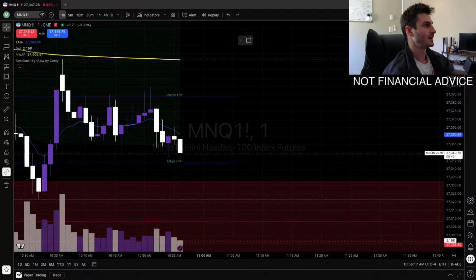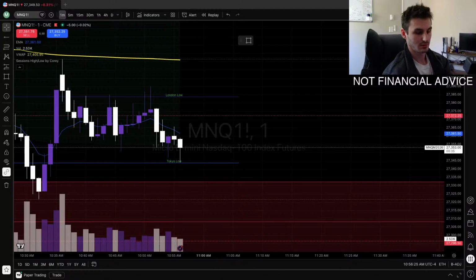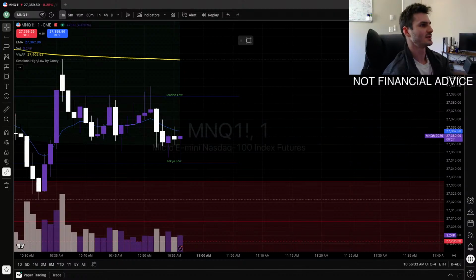So my initial entry was off this gap right here. And then I took this internal liquidity right here. That red line is like right here. So that's what I was looking for entry. And I took it and I ended up losing. Obviously broke that.